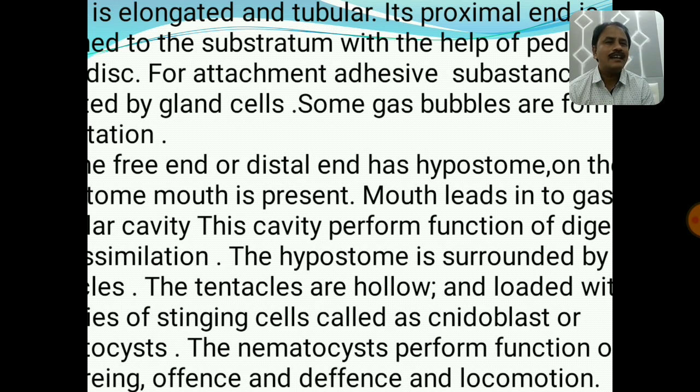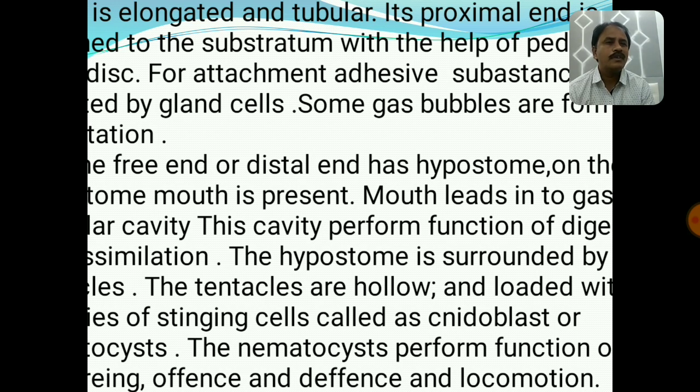Its free end or the distal end has a hypostome, and on the hypostome the mouth is located. The mouth leads into the gastrovascular cavity. This cavity performs the function of digestion and assimilation of the food material.